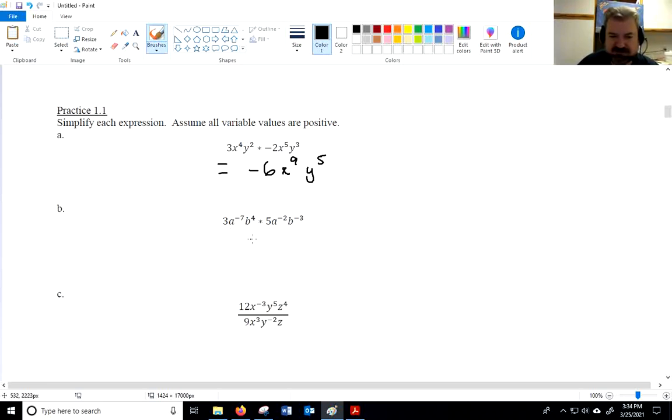On the next one, 3 times 5 is 15. I have a to the negative 9 and b to the first. And we will move the a down, so 15b over a to the seventh.